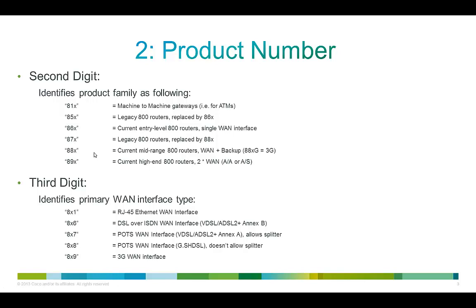The third digit identifies the primary interface type, meaning whatever ends in a 1 is normally an RJ45 Ethernet interface. The 6, 7 and 8 are DSL interfaces, and the 9 is a wireless WAN interface, for example 3G.